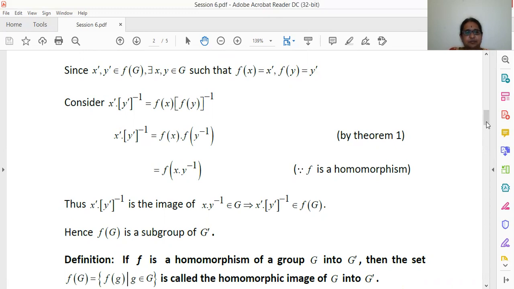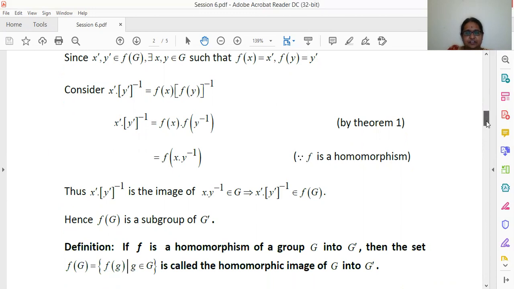Now, in this theorem, to prove that f of G is a subgroup of G dash, we have used the definition of homomorphism, and also the property of homomorphism, that is property 1, f of y whole inverse is equal to f of y inverse. Then we have used the property of subgroup to prove this theorem.